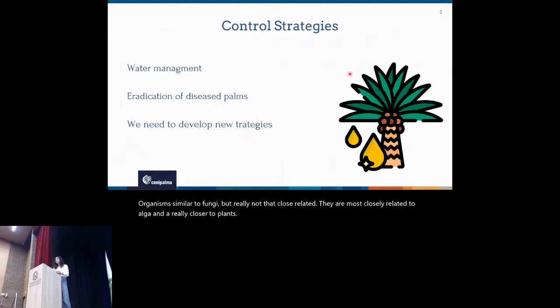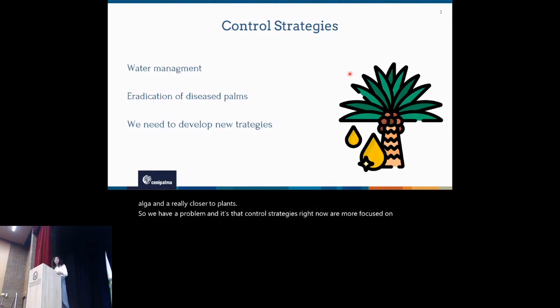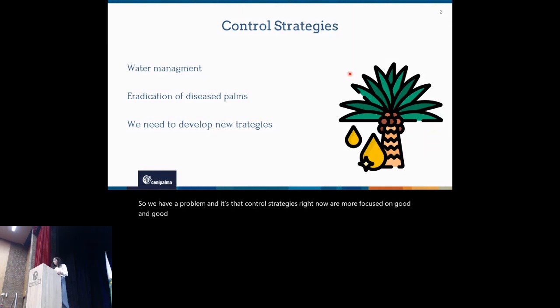So we have a problem, and it's that control strategies right now are more focused on good practices in the crop. And we don't have really targeted control strategies. So we want to develop them.